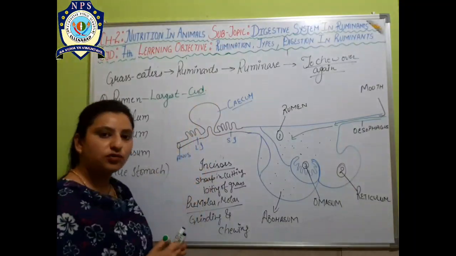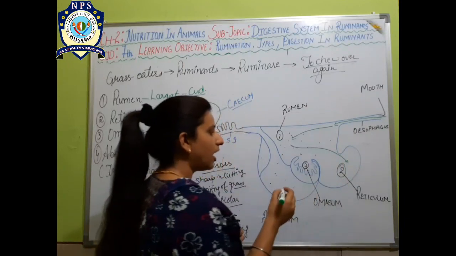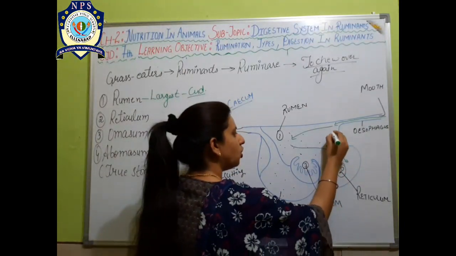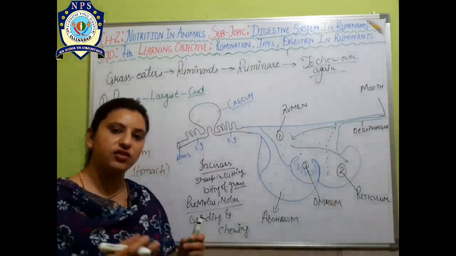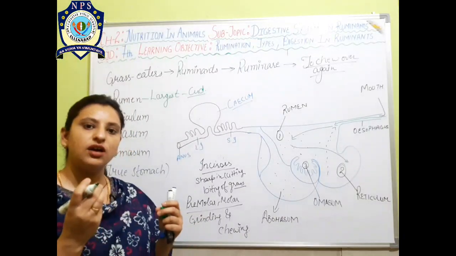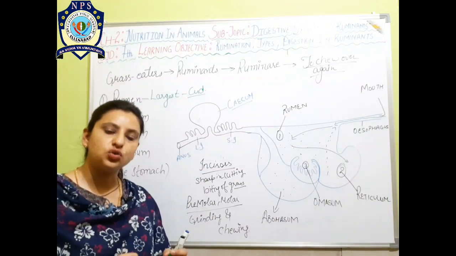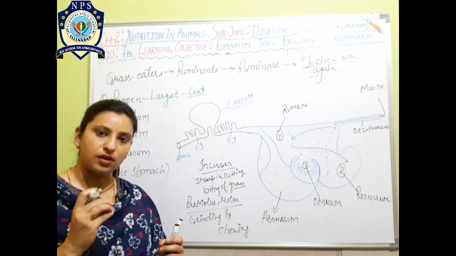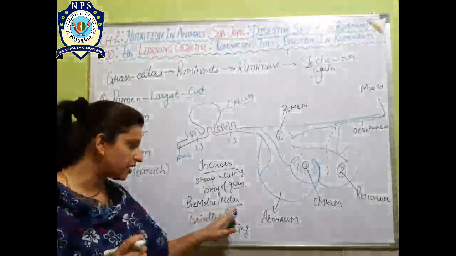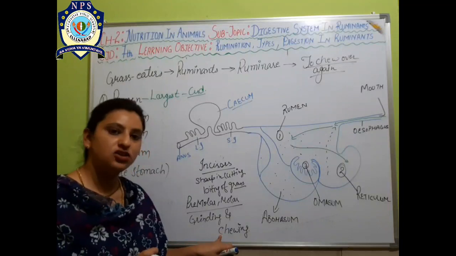Now this cud form of food will enter from the rumen into the reticulum, and from the reticulum again it goes back to the mouth of the animal when the animal is in a resting position. At that time the large chunks which the animal had swallowed very fast are converted into very small pieces of food with the help of the premolars and molars by the process of mastication, mainly grinding and chewing.